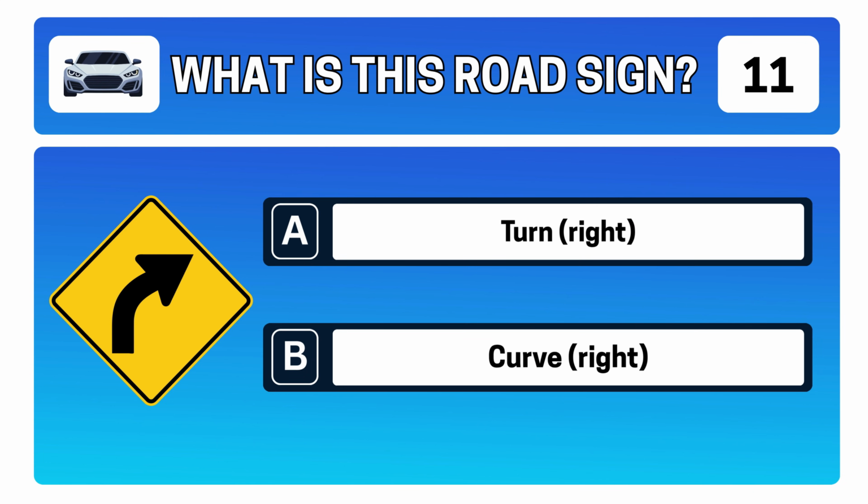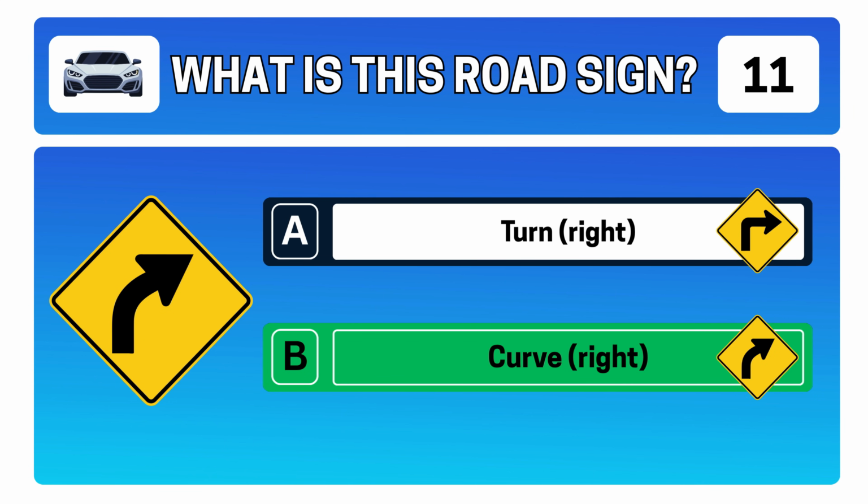What is this road sign? A. Turn right. B. Curve right. Excellent. That is the curve right sign.